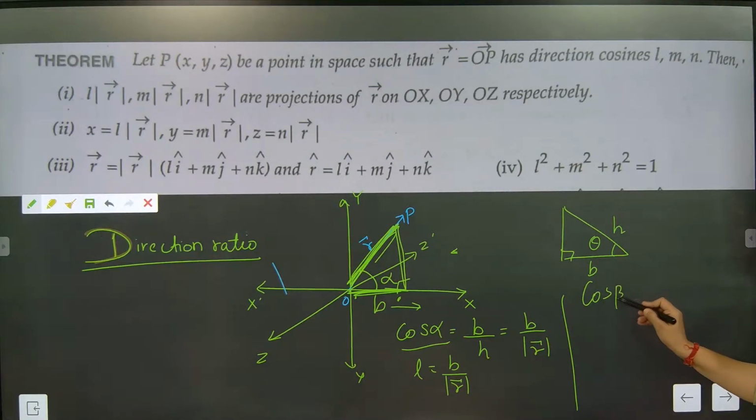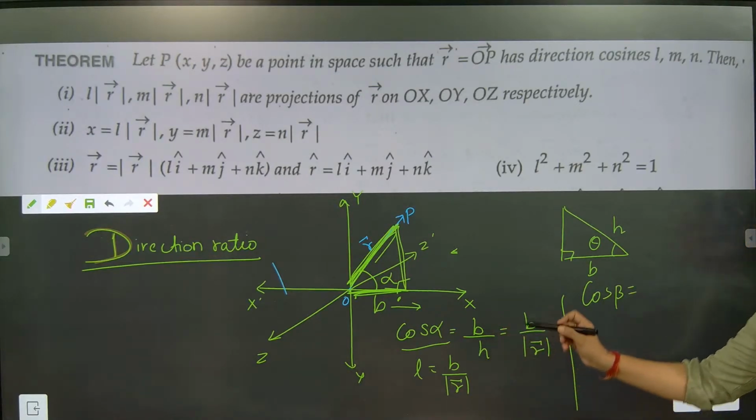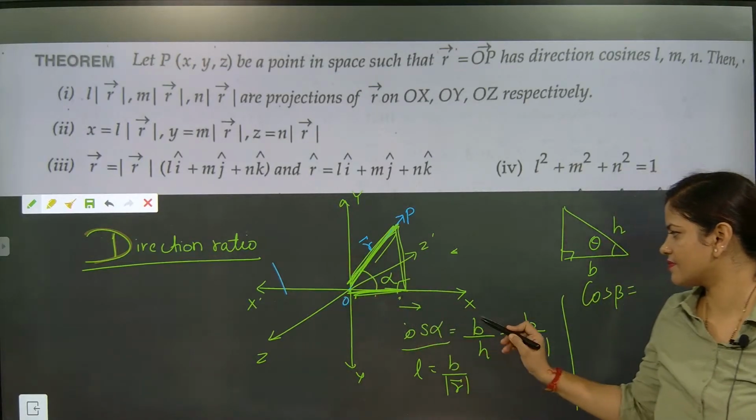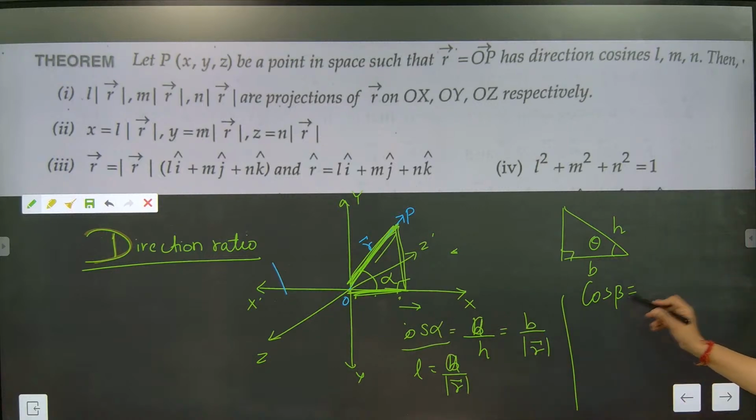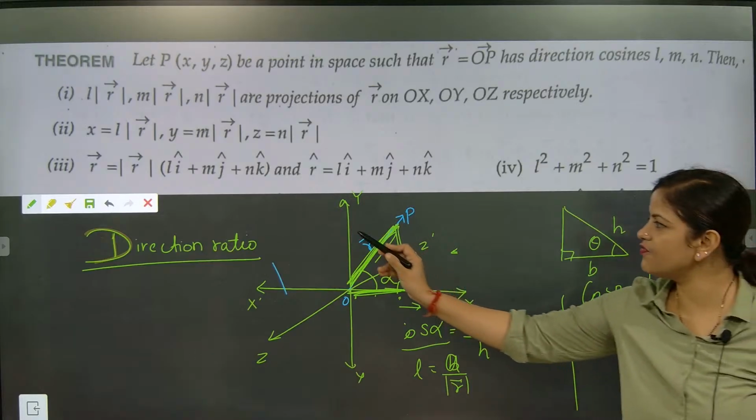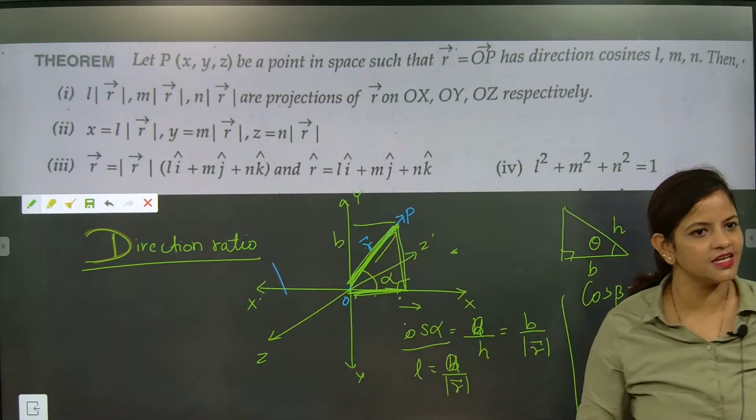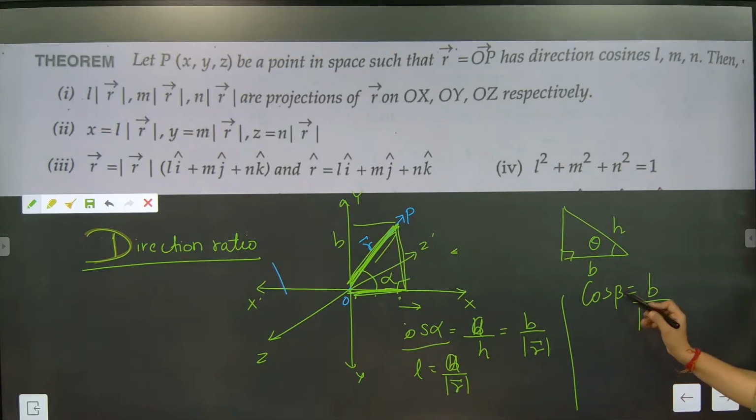Cos beta is equal to, so we will take this as A. So A by the magnitude of this. Now cos beta will become B by the magnitude of it, along the y-axis, and we will take this cut as B. Now M is equal to B by the magnitude of R vector. Enjoy this. This is the last moment. After that you will understand what direction ratio is.